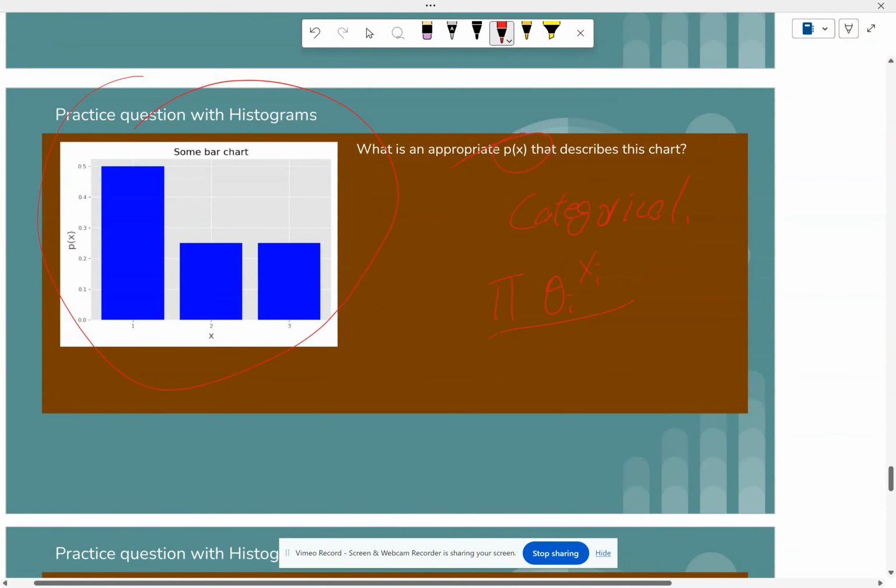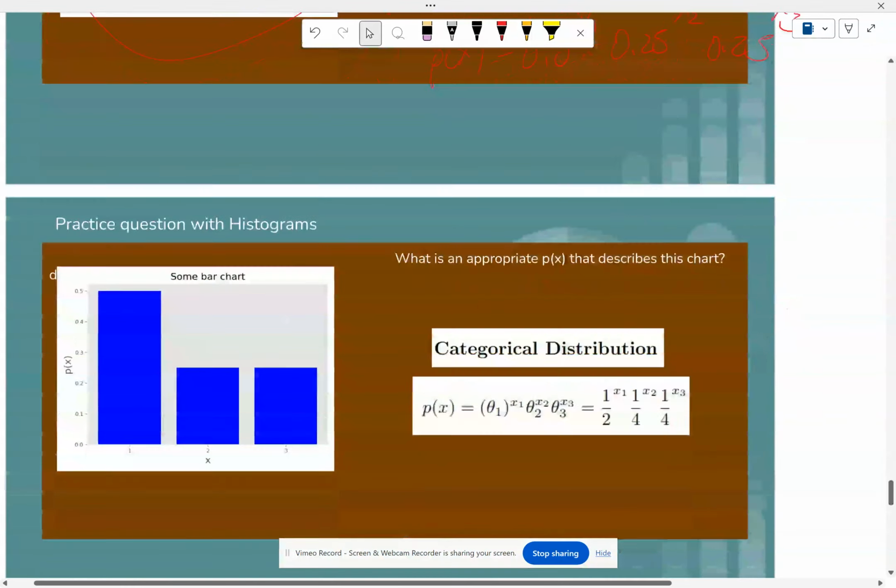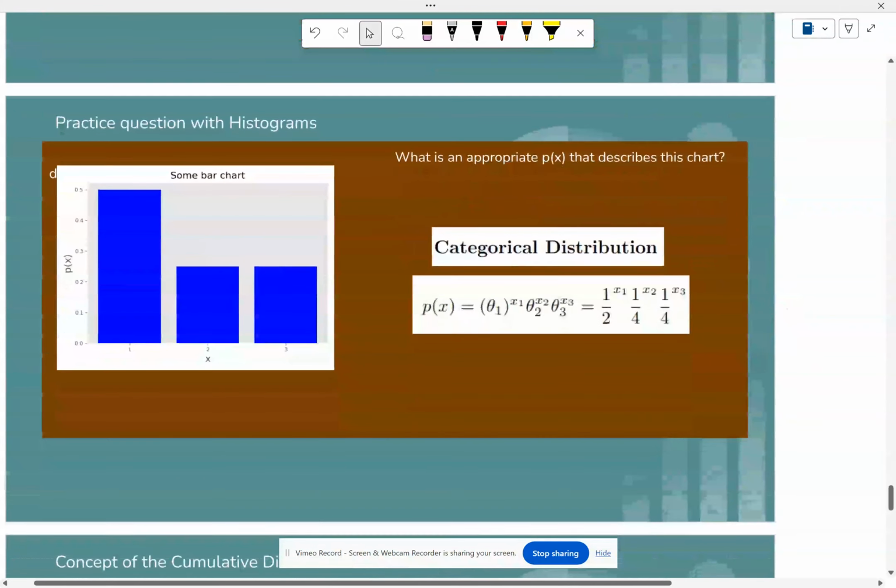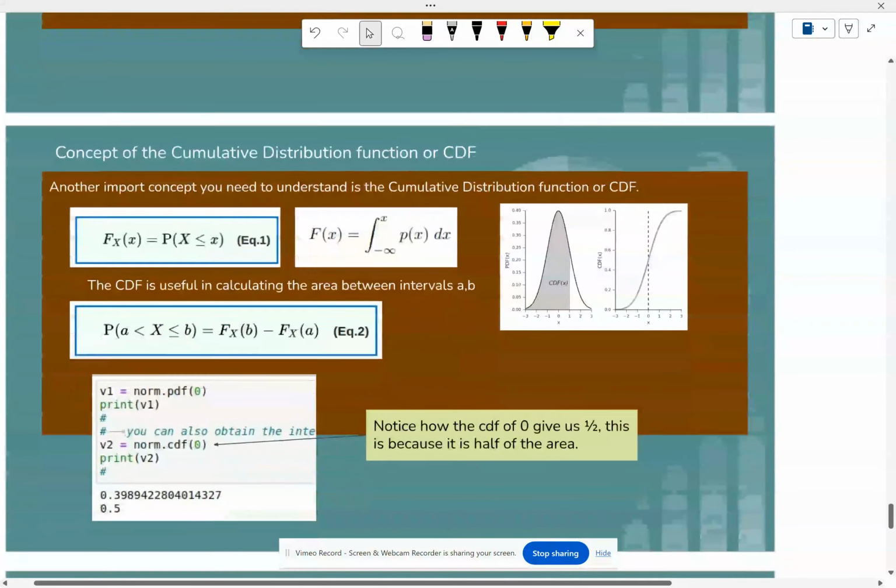So the product of the 3 thetas would be theta 1 would be 0.5 to the x1, 0.25 to the x2, 0.25 to the x3. So there you go, p of x. So yeah, this is pretty easy to achieve. There we go. Exactly what I just said.